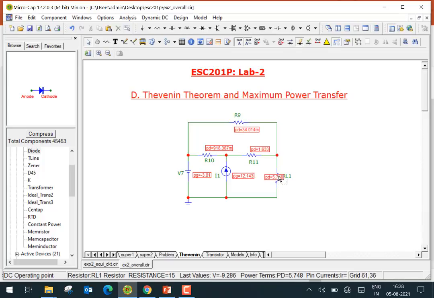So we have a power dissipation of 5.748 watts here. Now the value of RL is not optimum right now. So what we would like is for you to figure out what is the right value of RL such that the power dissipation in RL will be maximum. The only thing that you can change is RL1 here. The rest of the circuit is fixed.